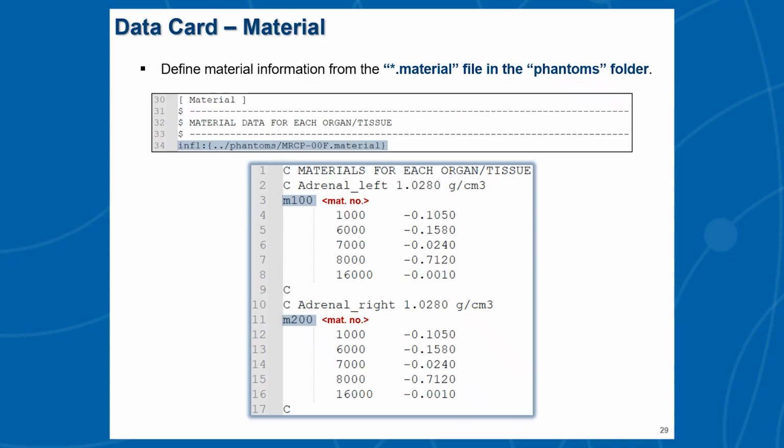The material file can be found in the phantoms folder. From line 3, you can see the material information. Right after the letter M, you can specify the material number. Then, from lines 4 to 8, you can see the elemental compositions and their corresponding fractions. Following this format, the materials are defined for all the organ IDs.